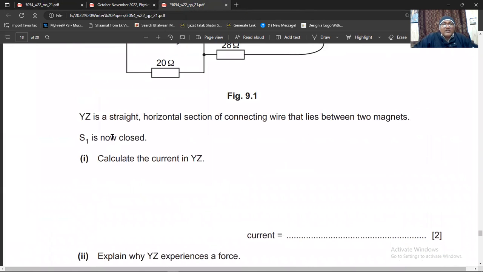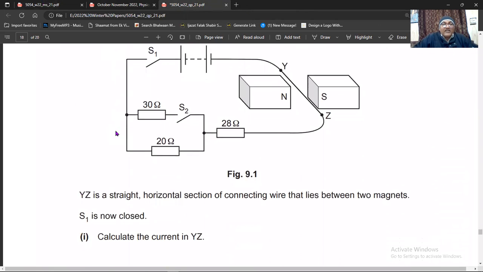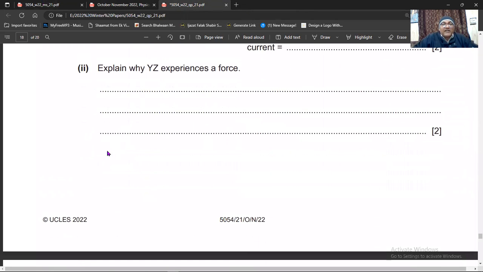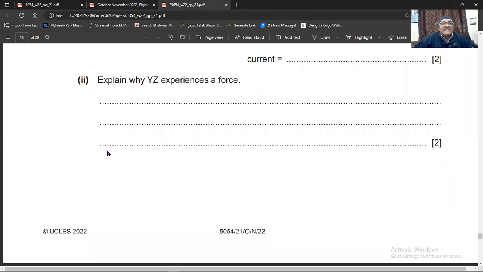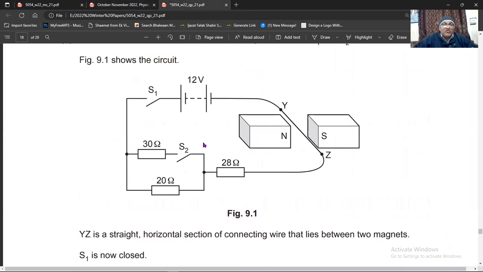So there, question number 9 is B and its second part. It says explain why the YZ experiences a force. You see, YZ is a current carrying conductor which is placed in a magnetic field. So it will experience a force on it, and we call it the motor effect. And with the help of the left-hand rule, we can tell the direction of that force also.